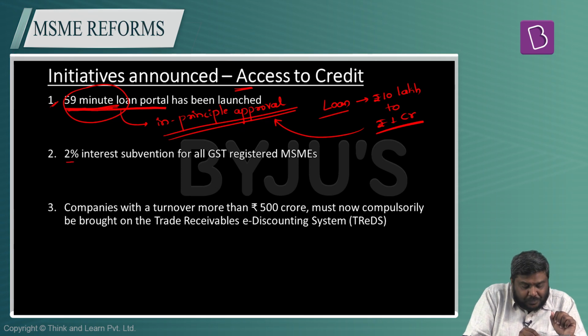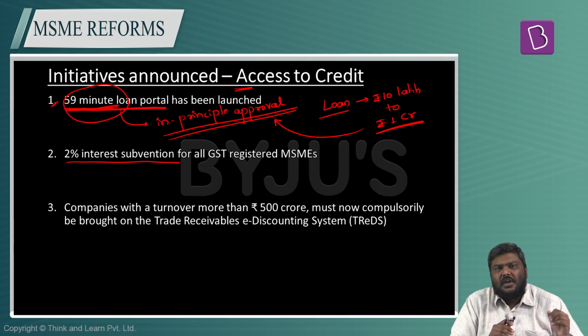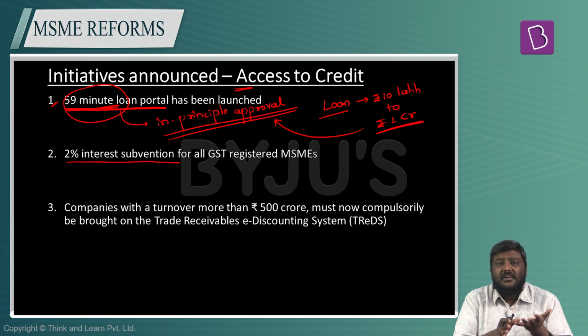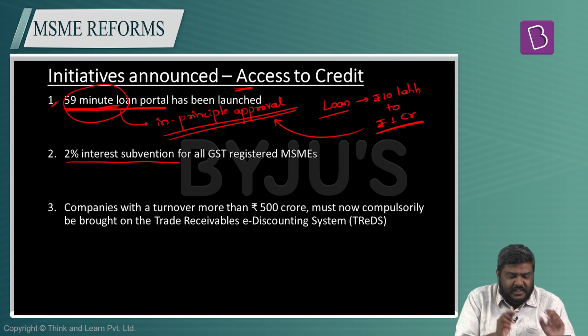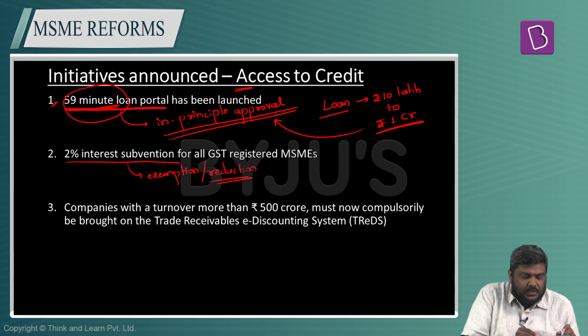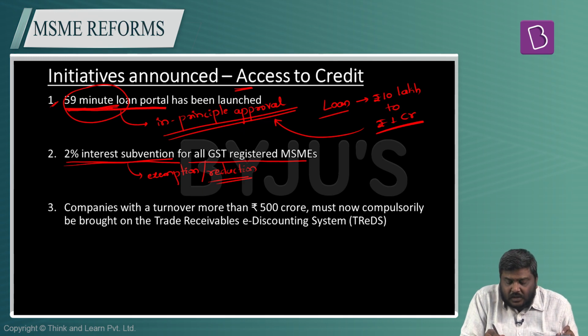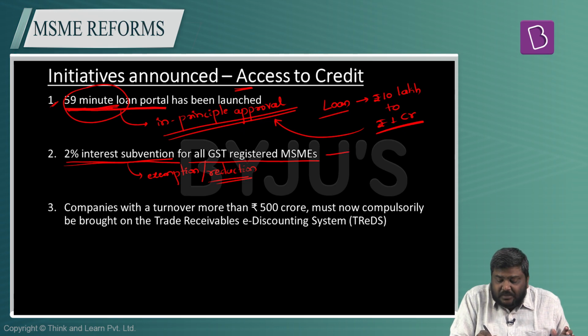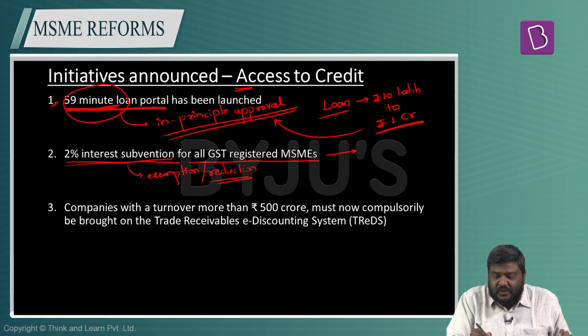Second reform, 2% interest subvention. Now please understand, the government will use different terminologies, subvention, rebate, and so on. But essentially these terms simply mean exemption or reduction. So 2% interest subvention for all GST registered MSMEs. It simply means if an MSME takes a loan at a rate of interest of, let's say, 10%, the government says the effective rate of interest will fall down to 8%.